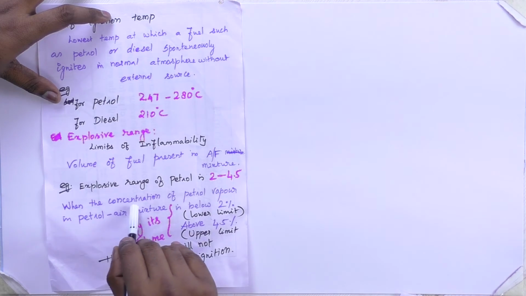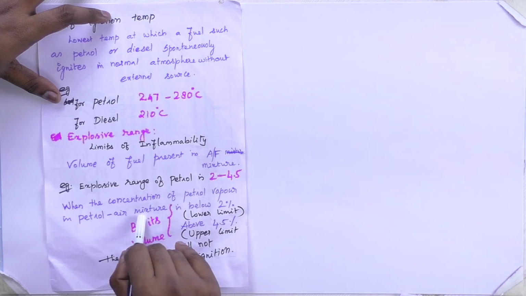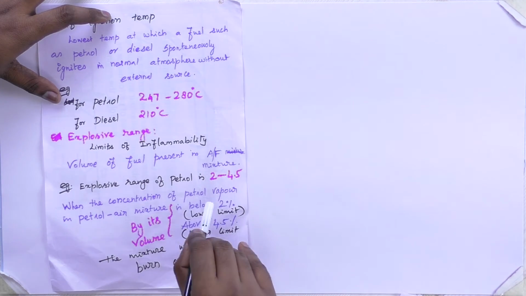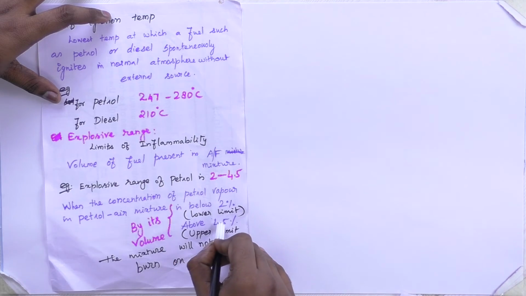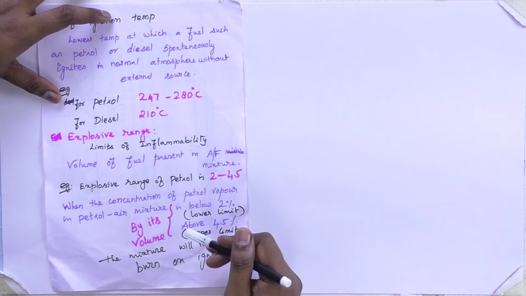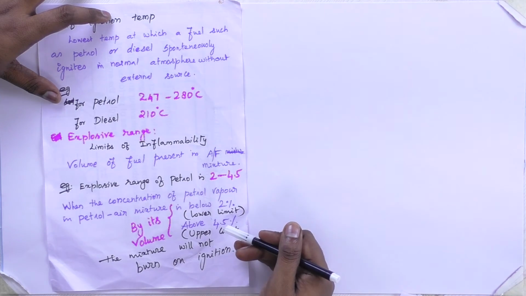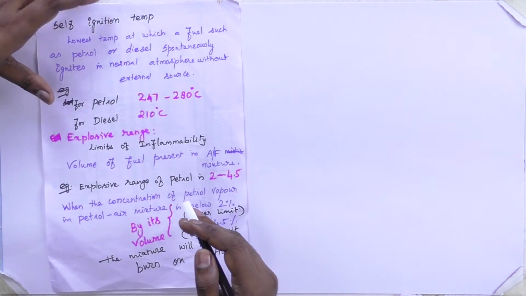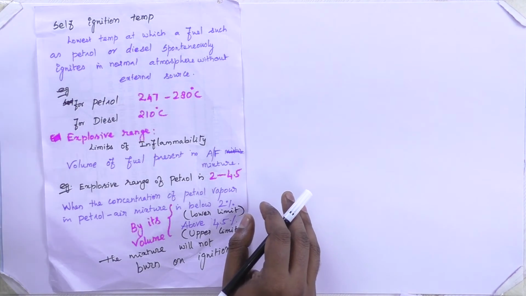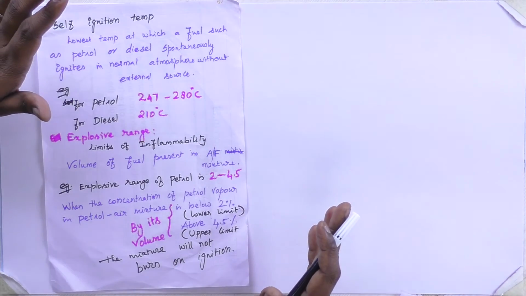When the concentration of petrol vapor in the petrol air mixture is below 2%, which is the lower limit, or above 4.5%, which is the upper limit, the mixture will not burn on ignition. Simply we can say, if we are taking petrol and its explosive range is below 2%, it won't be useful. Above 4.5% also it won't be useful. So it should be in the range of 2 to 4.5%.